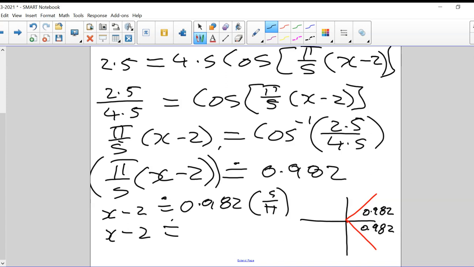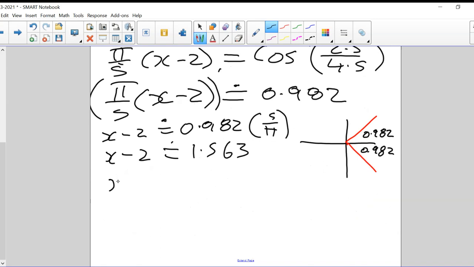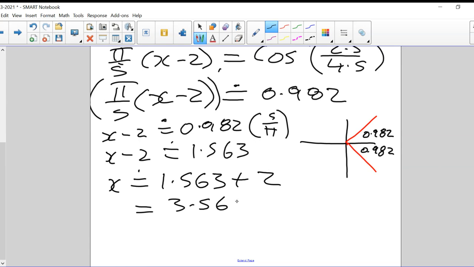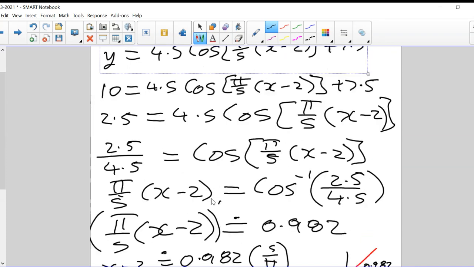So I'm getting 1.5. I'm getting a different answer here. 1.563. Okay, that sounds like what a lot of you are getting. And then I'm going to add 2 to that. 1.563 plus 2. It's giving me what? 3.563 approximately. Now, that answer may be right, but it doesn't look like the answer I'm looking for, though.